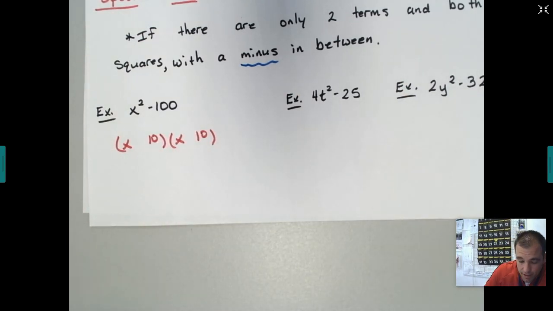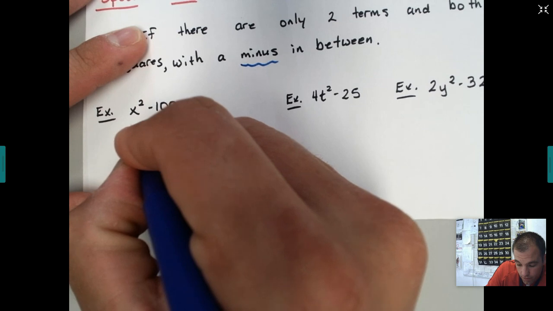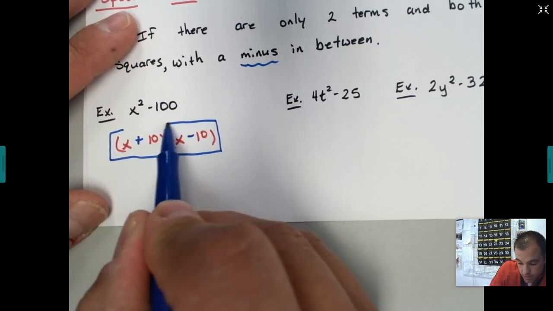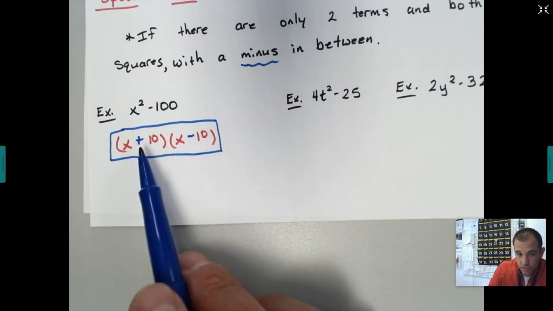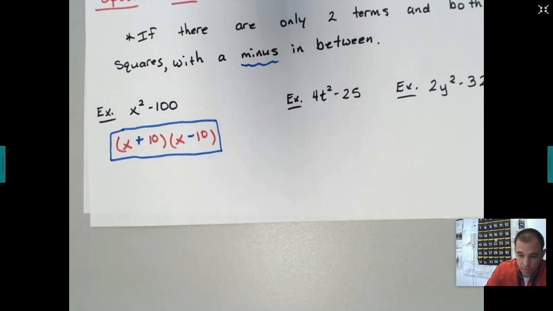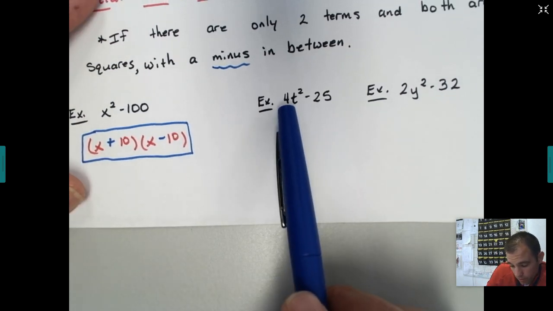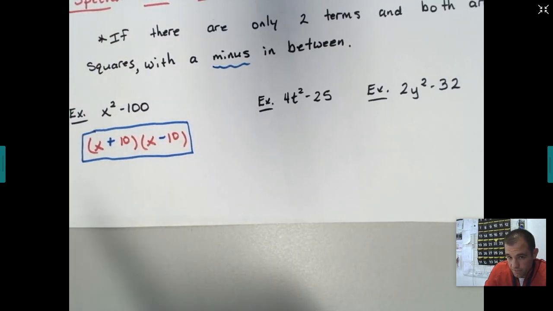And then every time, one of them is positive, one of them is negative. It doesn't matter where you put the signs. If you put the negative over here, if you flip-flopped them, that would be perfectly fine. It makes absolutely no difference at all where you put it. Okay, so look at this second example, a little bit harder. 4t squared minus 25.